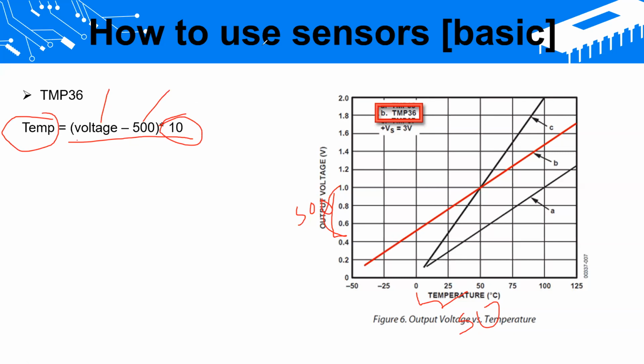Okay, so this is just for this sensor, TAP36. That's different from sensor to sensor. Some graphs look like this, so you have to come up with some equations.